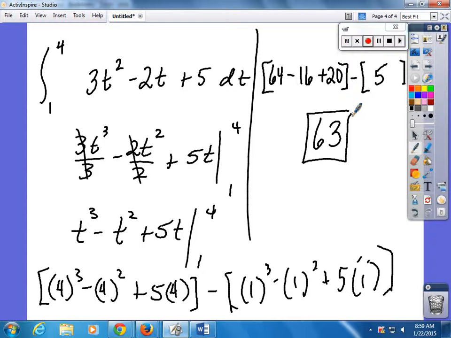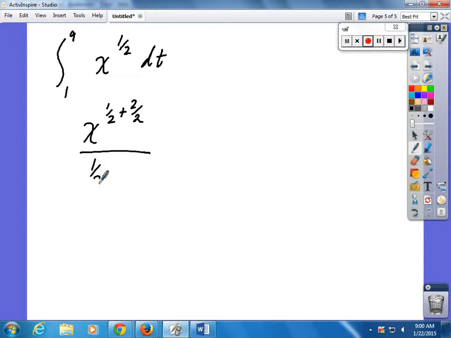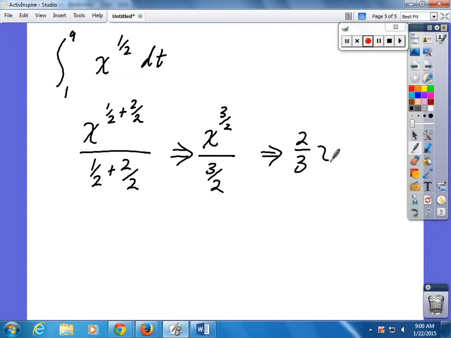And then the last one, first thing you do before you even start it is what? Rewrite it. The integral from 1 to 9 of x to the 1/2 dx. It's going to be x to the 1/2 plus 2/2 over 1/2 plus 2/2. And that's going to give you x to the 3/2 over 3/2, which will give you 2/3 x to the 3/2, or 2x to the 3/2 over 3.